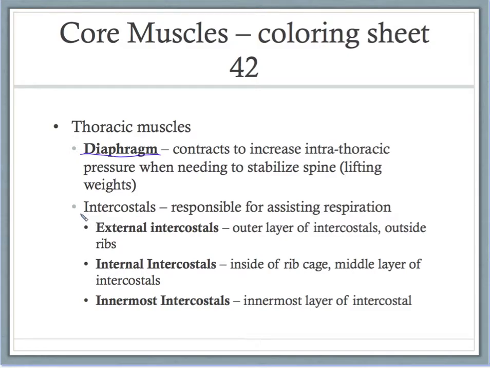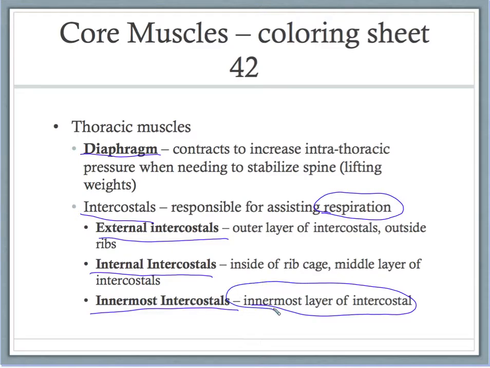You also have these muscles called intercostals. These help us with respiration, which is breathing. So your external intercostals are your outer layer. Your internal intercostals are your middle layer. They're inside the rib cage. So externals are outside the ribs. Internals are inside the ribs. And your innermost intercostals are right along your organs of the digestive tract on the inside of your body.